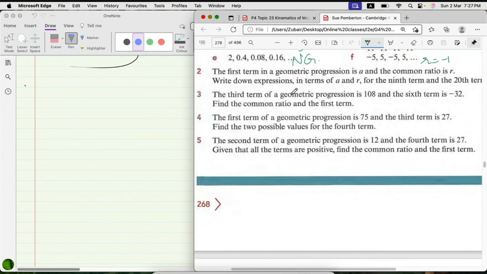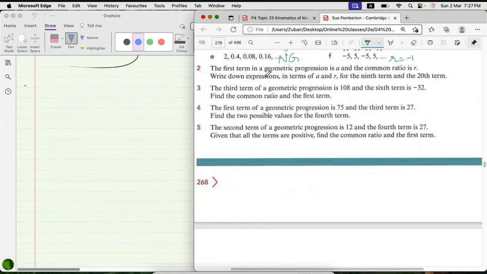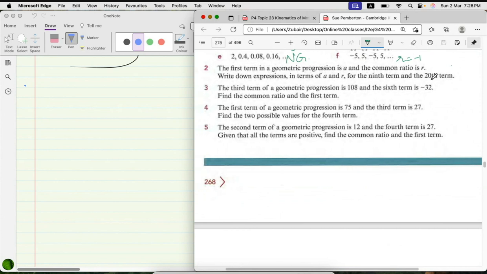Question number 2. The first term in the geometric progression is A and the common ratio is R. Then write down the expression in terms of A and R for the ninth term and 20th term. Simple. Ninth term is AR raised to power 8. 20th term is AR raised to power 19.